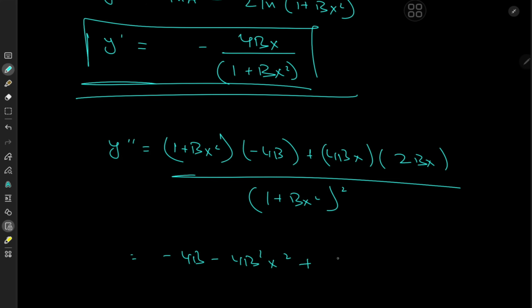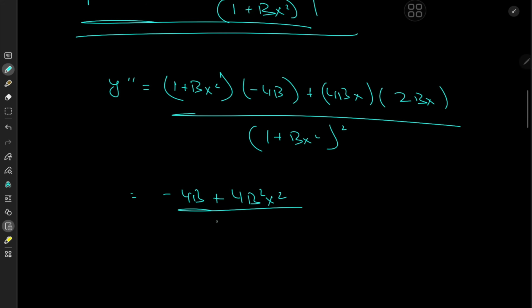Plus 8 times b squared x squared. So that's got to be a plus 4b squared x squared. Terribly sorry about that. Over 1 plus bx squared squared. So that's our y double prime.